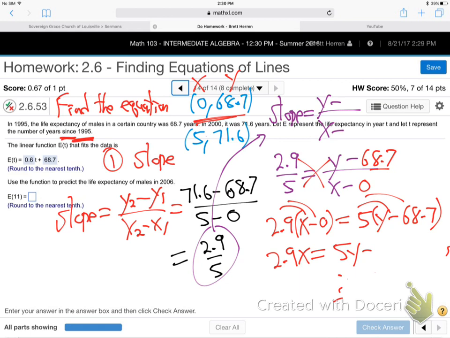Good? We good with all that? Makes sense. So it's just a fancy 2 points, isn't it? Year, life expectancy, year, life expectancy. It's just a fancy 2 points. And just remember, 95 is the starting time. So there we go. All right. I'm going to move on.